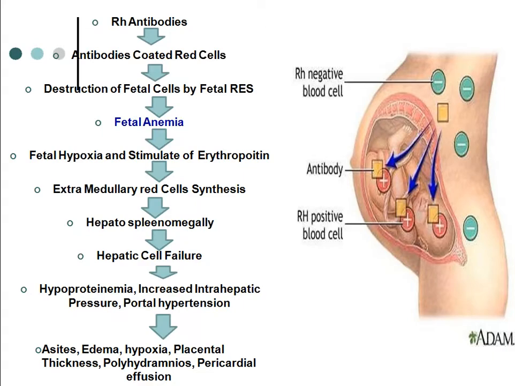Okay, so what happens? They get enlarged. The spleen becomes big, the liver becomes big, then the liver is inside the capsule. So what happens?